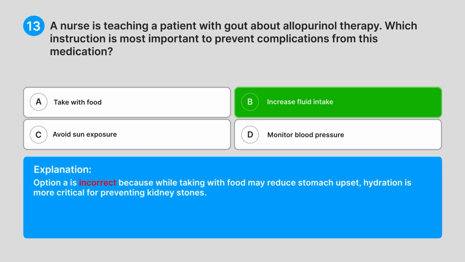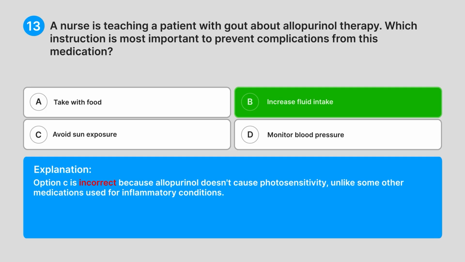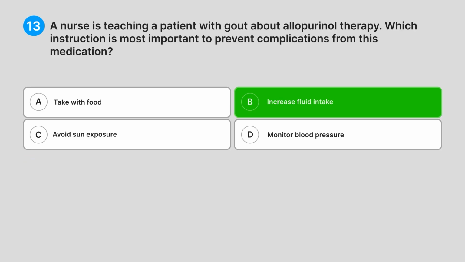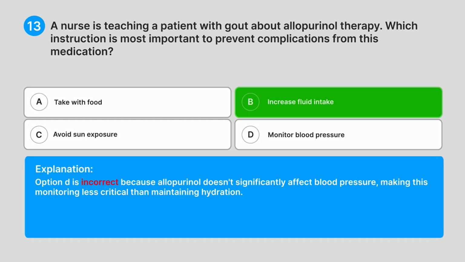Option A is incorrect because while taking with food may reduce stomach upset, hydration is more critical for preventing kidney stones. Option C is incorrect because allopurinol doesn't cause photosensitivity, unlike some other medications used for inflammatory conditions. Option D is incorrect because allopurinol doesn't significantly affect blood pressure, making this monitoring less critical than maintaining hydration. Let's explore why hydration is absolutely critical when taking allopurinol for gout management.